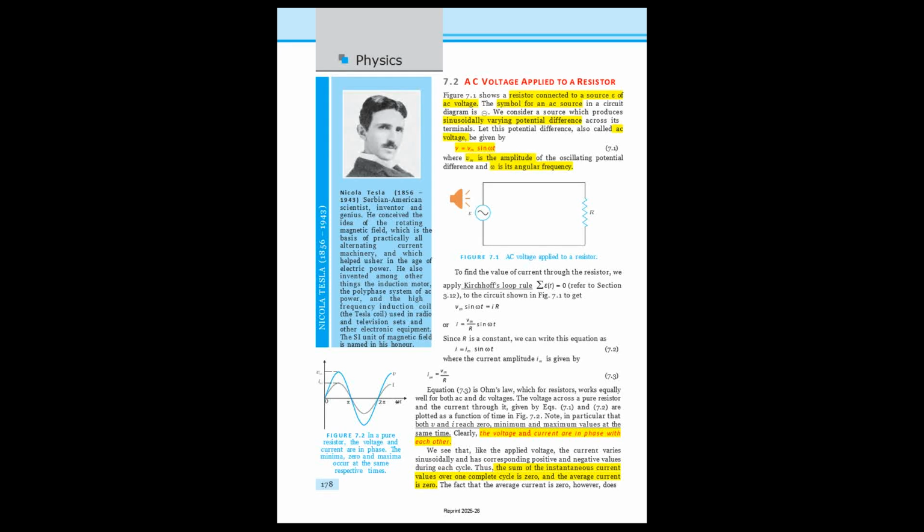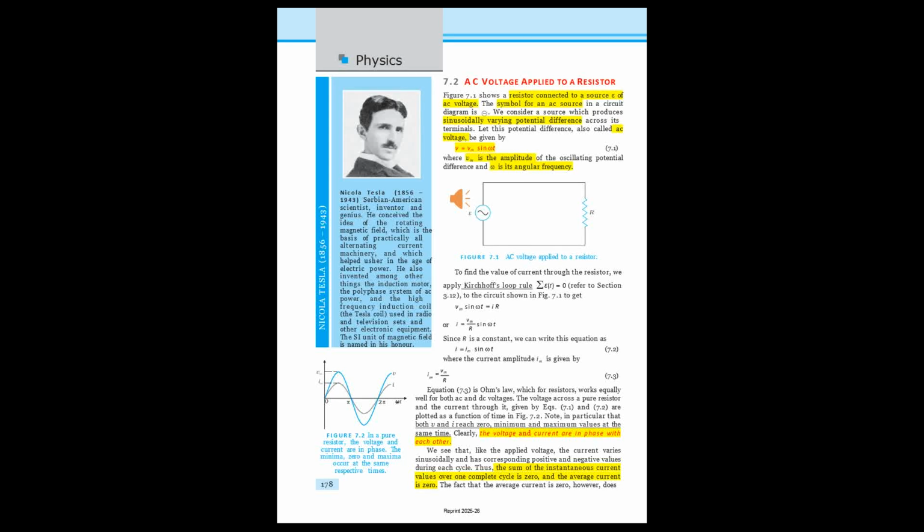AC voltage applied to a resistor. Figure 7.1 shows a resistor connected to a source epsilon of AC voltage. An AC source in a circuit diagram is as shown in the symbol. We consider a source which produces sinusoidally varying potential difference across its terminals.